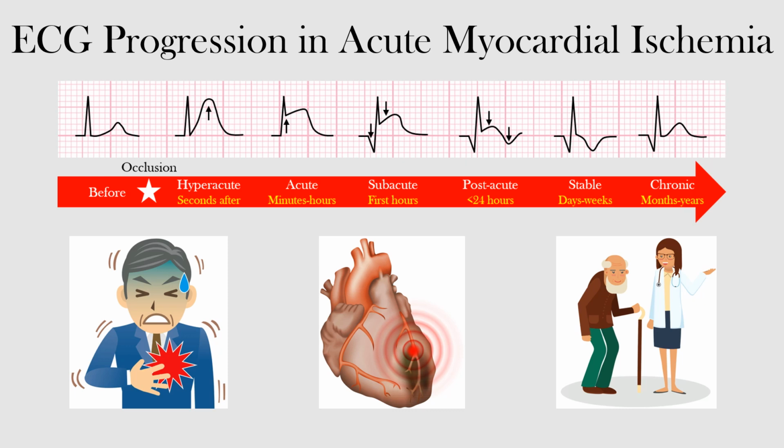So let's take a look at the progression of the EKG changes from before atherothrombosis and occlusion to ischemia to infarction and to the post-infarction period. We will be focusing on the QRS complex, the ST segment, and the T wave.